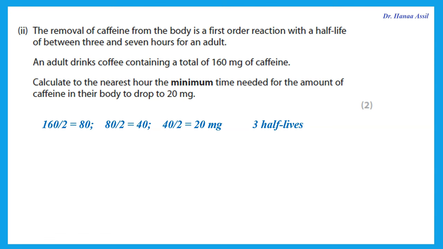Now, these 3 half-lives will take how long? If we take the 3 hours, if we're going to say that each half-life is 3 hours, then that means it will take 9 hours to drop to 20 milligrams.